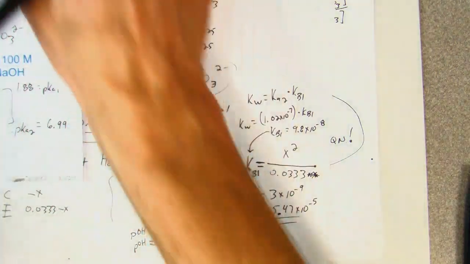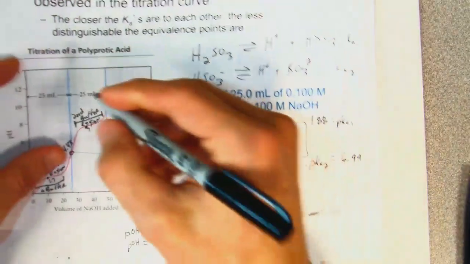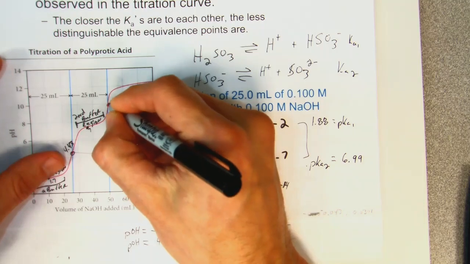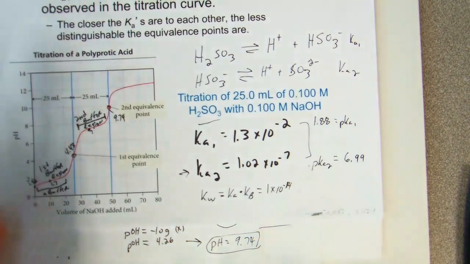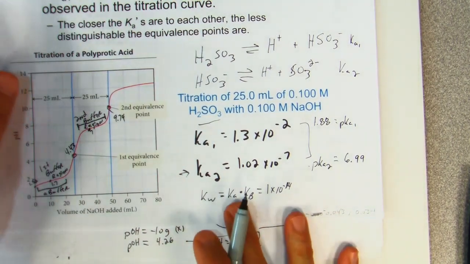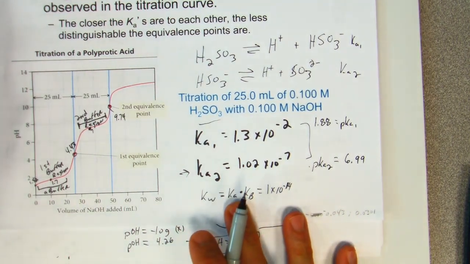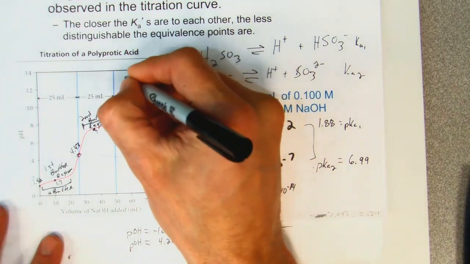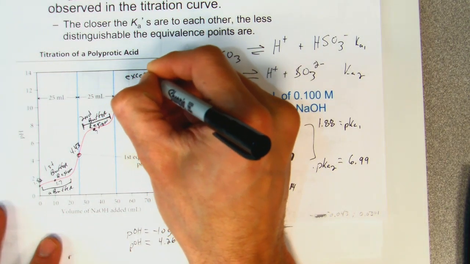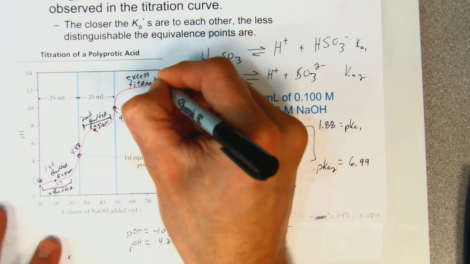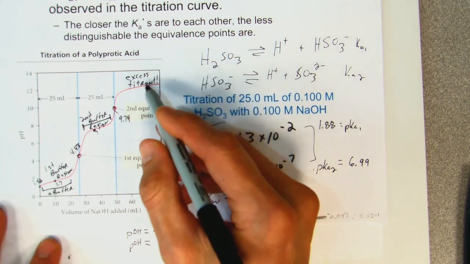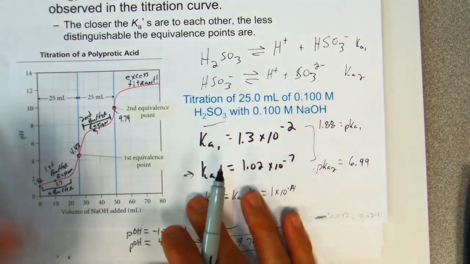Okay, so what we just solved for then is the pH right there at the second equivalence point as being equal to 9.74. Now there's only one more region on our curve to consider. This is this excess titrant region way out here, okay? How do we handle that?